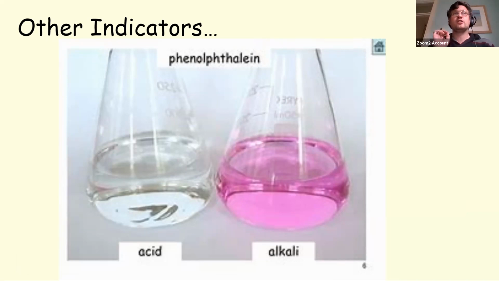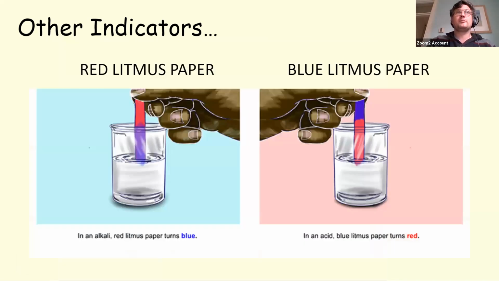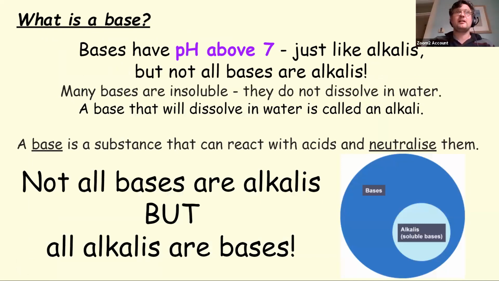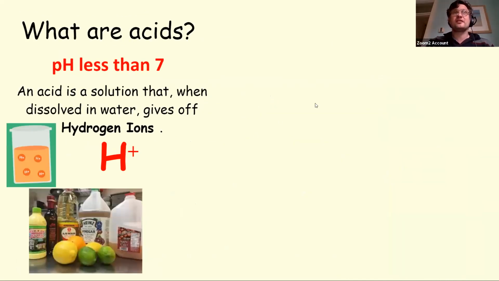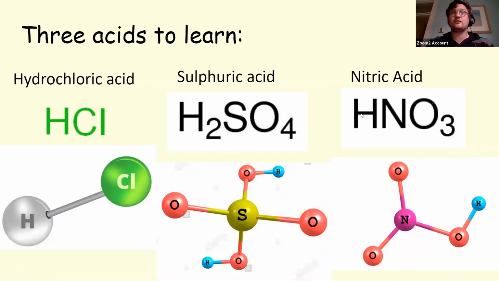Okay, so we've got this other kind of indicator which can tell us whether something's an acid or an alkali. But I want to go back and look in a bit more detail at what it is to be an acid. Now, you might remember all of these acids, we said the thing that's the same about them is they all have hydrogen in.